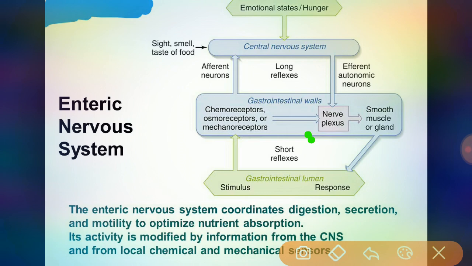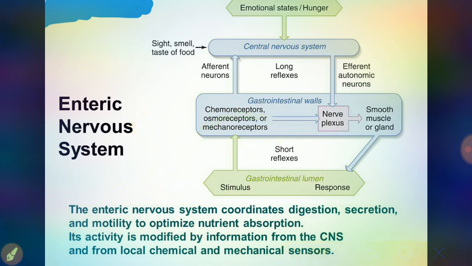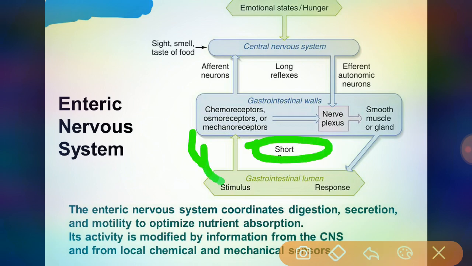So here why we need the stimulus and the response of the gastrointestinal lumen? Because there is a presence of the stretch receptors. We have seen either the chemoreceptors or the mechanoreceptors or the osmoreceptors, but it has been stretched, so by the short reflex we are able to observe the stimulus and the response of the smooth muscle or the gland. With the help of the smooth muscle or the gland we can observe the stretching of the particular stimulus or the response of the gastrointestinal lumen.